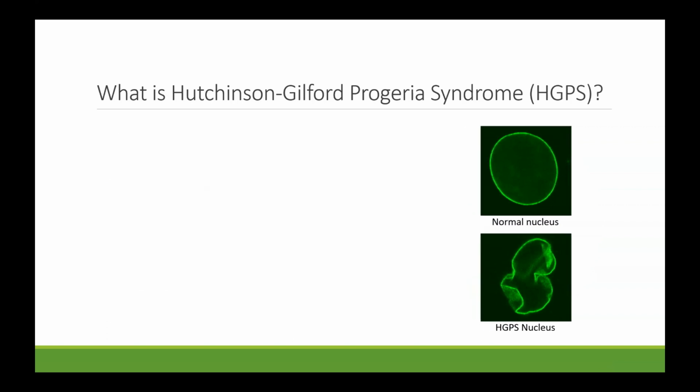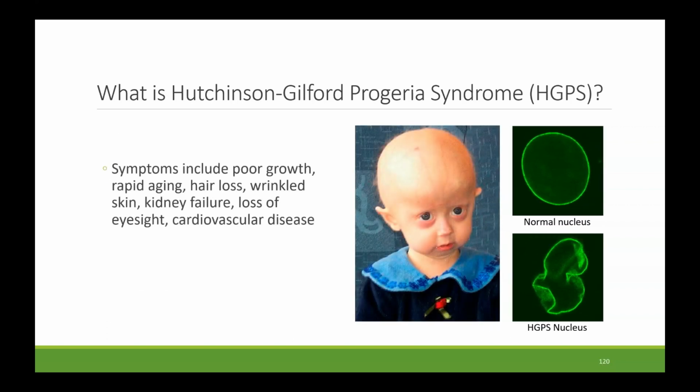So the symptoms that arise include poor growth, rapid aging, hair loss, wrinkled skin, kidney failure, loss of eyesight, cardiovascular disease. Interestingly, the brain of children with HGPS appears to develop normally. And so internally, like socially, emotionally, these are children, but their bodies are rapidly aging. The life expectancy of someone with HGPS is 13 to 15 years.